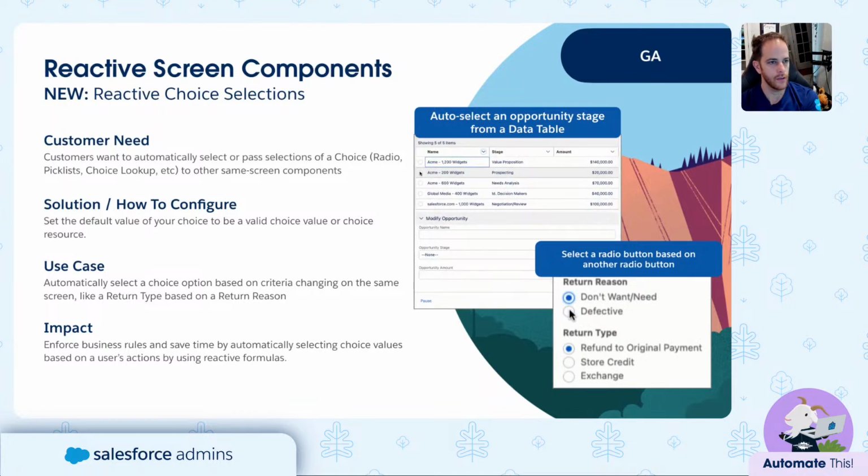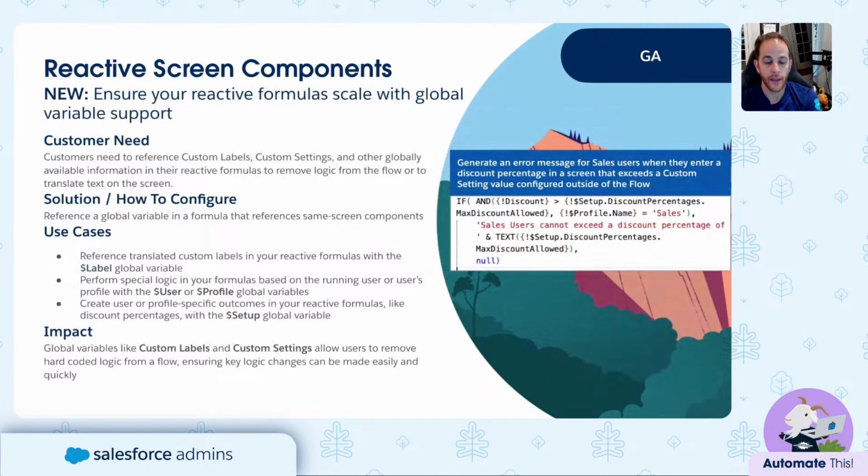All right, so what's next? The other thing, and I'm glad we teed this up throughout the presentation, is global variable support. So things like custom labels, custom settings, information in the flow itself. These are all things that could not be referenced in Reactive Formula's last release, but are now coming in this upcoming release. So you saw Michelle utilize it in her demo there.